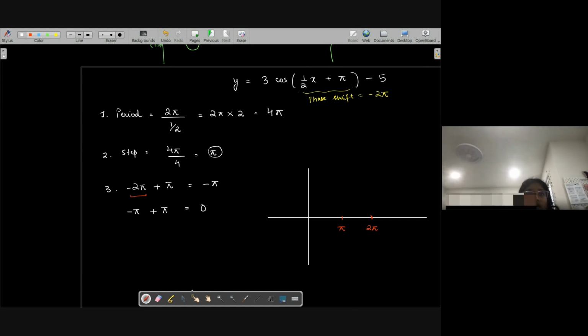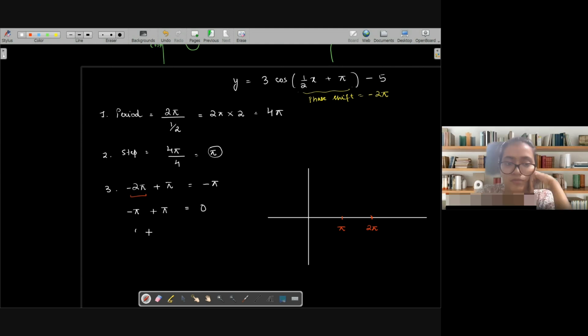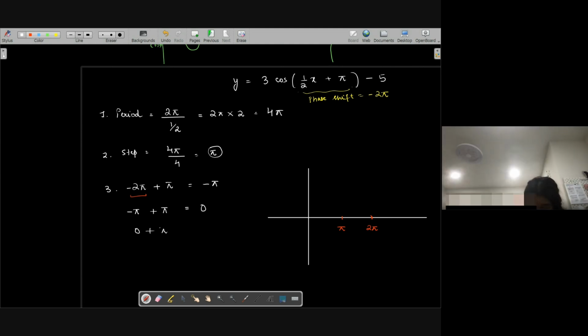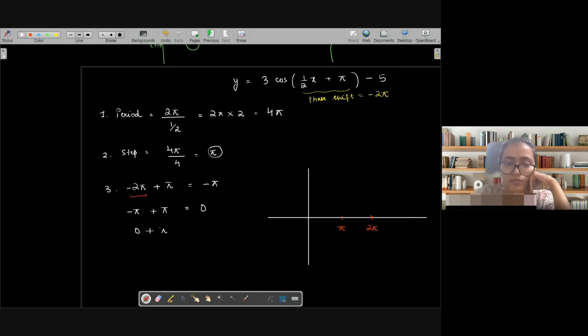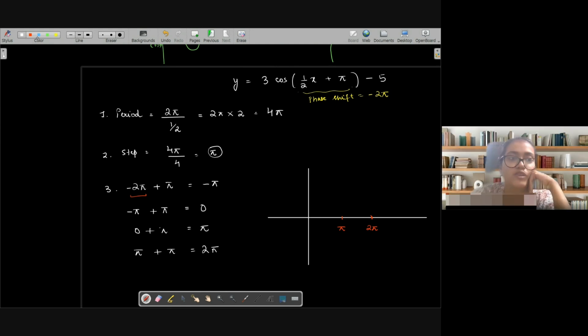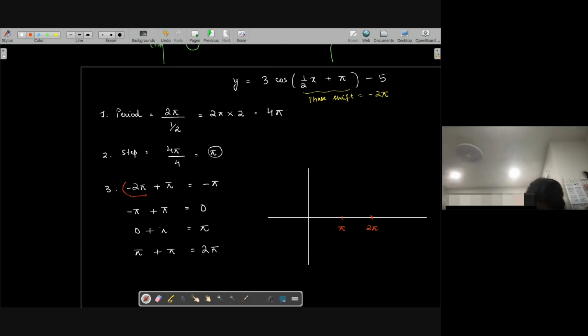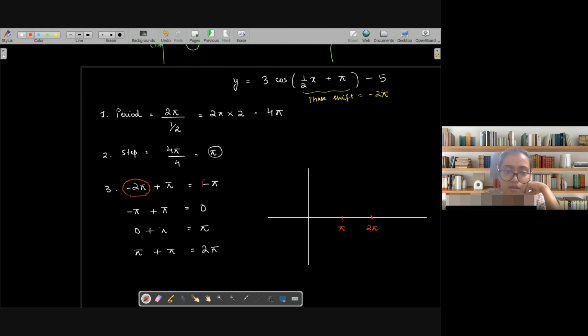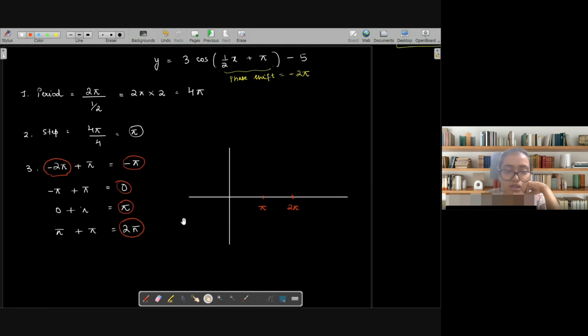Tell me the next key point. Then that would be pi. 0 plus pi equals pi. And then one more pi: pi plus pi equals 2 pi. Okay, so we have our 5 key points. This is the first one, second point, third point, fourth point, and fifth point. So these are the points that we need to plot.